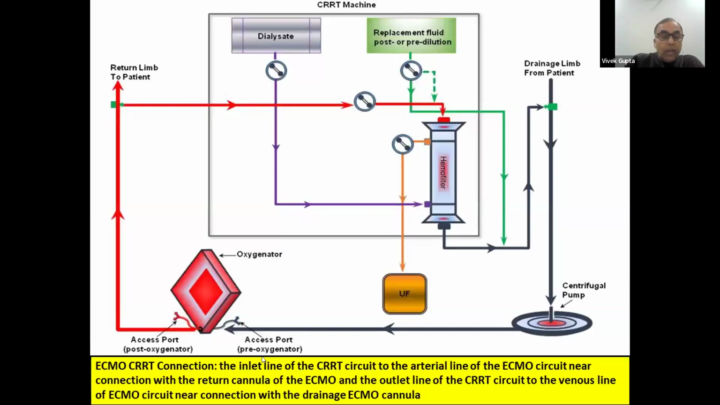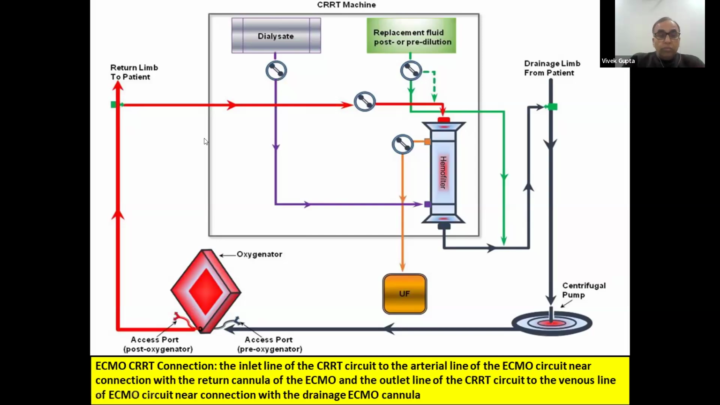One thing you should remember, anything you are connecting beyond the oxygenator, if there is a bubble or a small clot, it can directly go to the patient. Another combination, not a very common or accepted one: the return line, access line you are placing after the oxygenator, and the drainage line, return line you are connecting before the centrifugal pump.